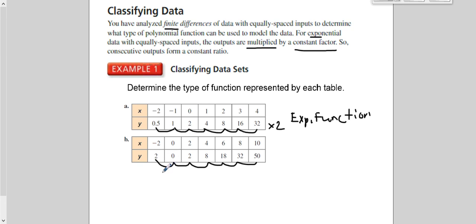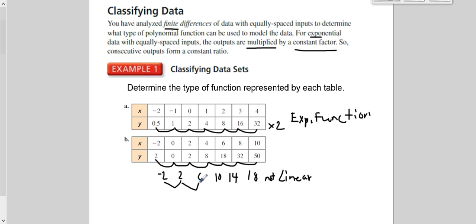What could we add to get to this one? We could add a negative 2. Then we could add 2, add 6, 10. What about this one? 18 to 32, 14. 32 to 50 is 18. Okay. If these were all the same, that would be linear. But it's not linear because those were not the same. These would all be the same if it was linear.